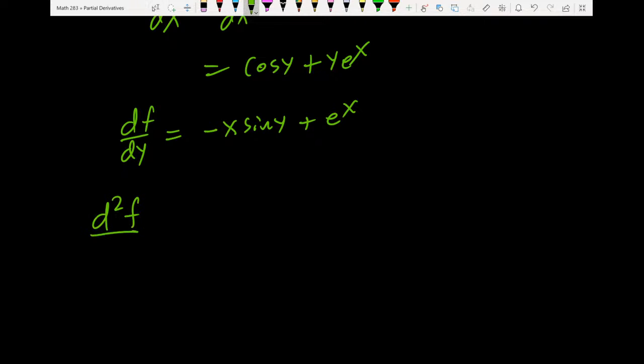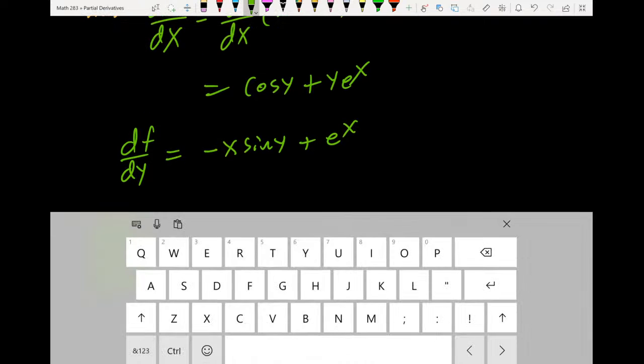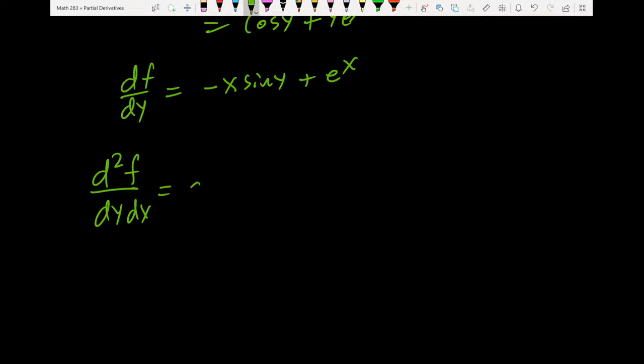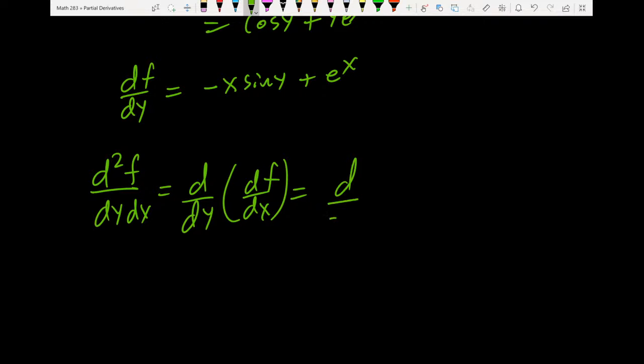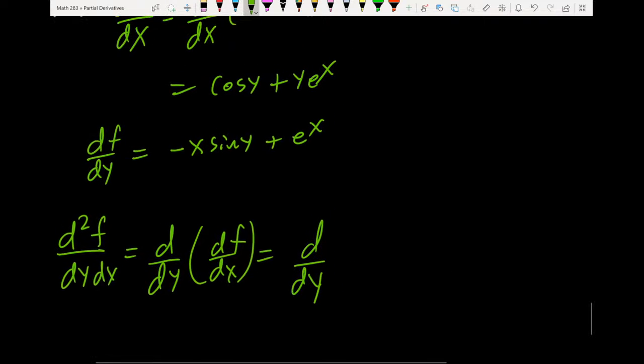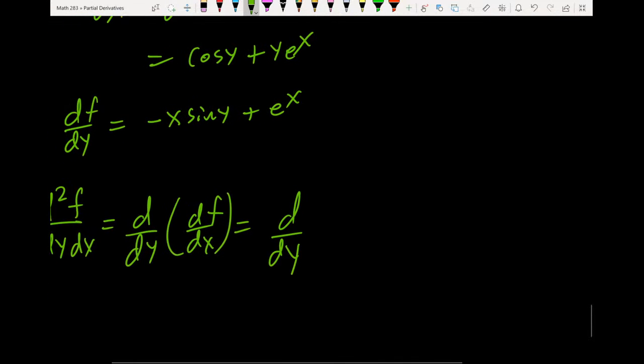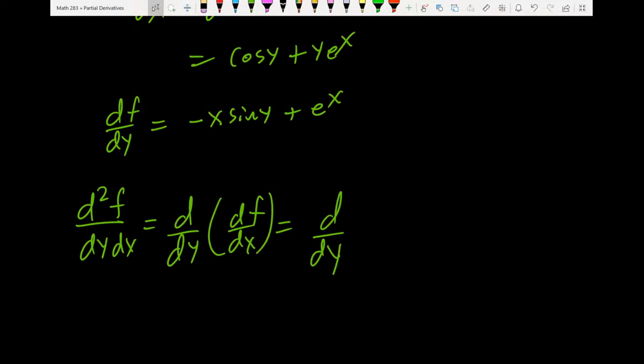d square f of dy dx. What would that be? Another way of looking at it is df dx, and we already did df dx, right? So we're doing a second partial derivative. First you do it with respect to x, then with respect to y. Okay? Now, something interesting happens over here.